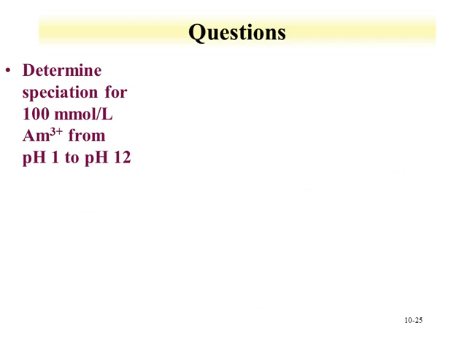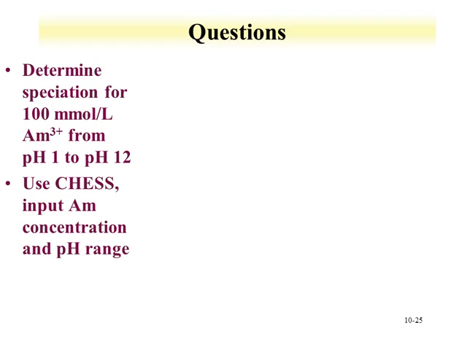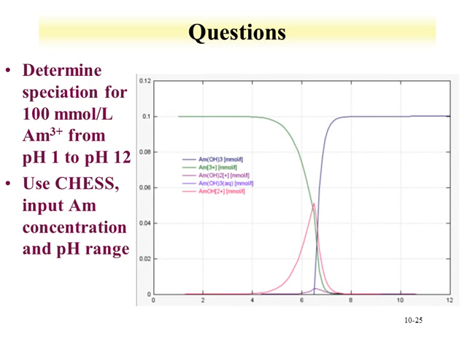Another question that you should be able to answer based upon the lecture is something to the effect of, well, determine the speciation for 100 millimole per liter americium-3 and determine the speciation from pH 1 to pH 12. What one would do, you could use CHESS, input the americium concentration and the pH range. This would have the way of accessing all the constants in the CHESS database, and you can develop a figure that would look like this, where you would see that the concentration of americium-3 is dominant at the lower pH. As you increase pH, it starts to tail off. You get the monohydroxide forming, a little bit of this dihydroxide, and then around pH 7 you start to get the americium trihydroxide form.